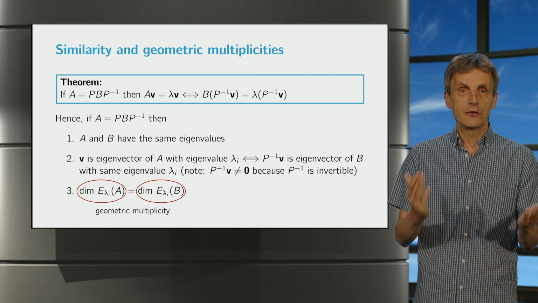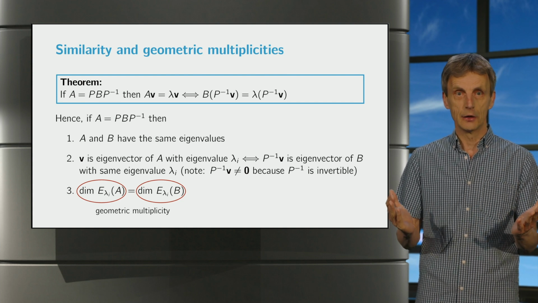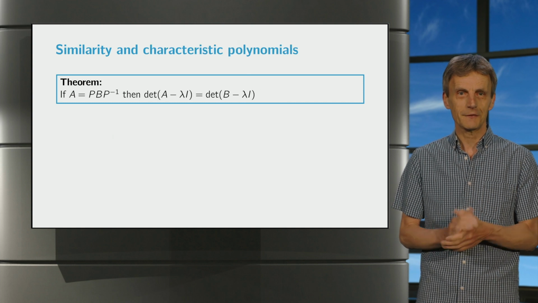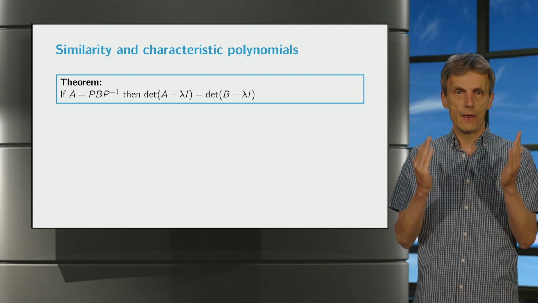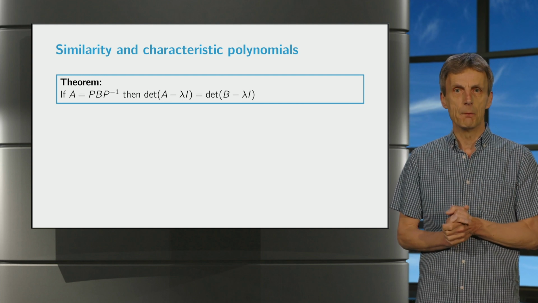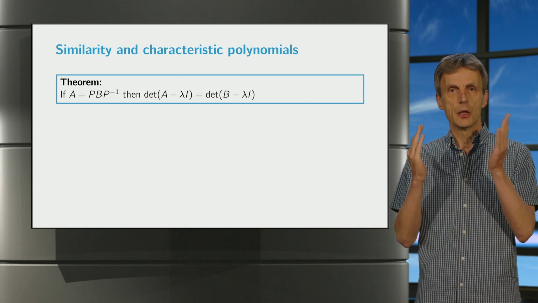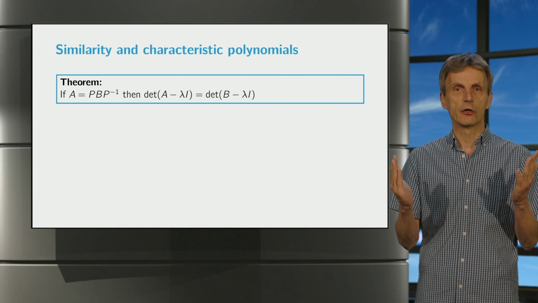Now I will show you that the algebraic multiplicities of the eigenvalues are preserved as well. Here's the theorem from which that follows. If A is P times B times P inverse, then the determinant of A minus lambda times I is equal to the determinant of B minus lambda times I. Here's the proof of that theorem.